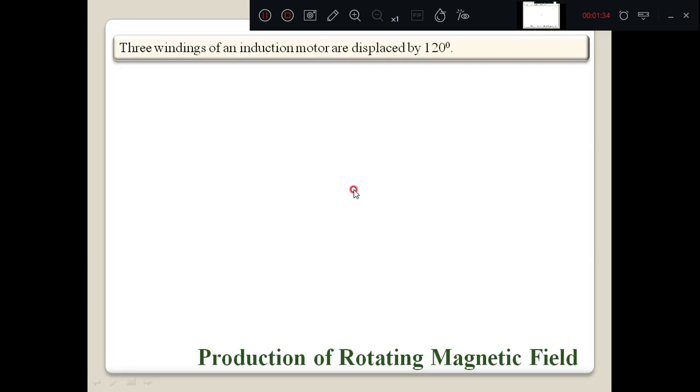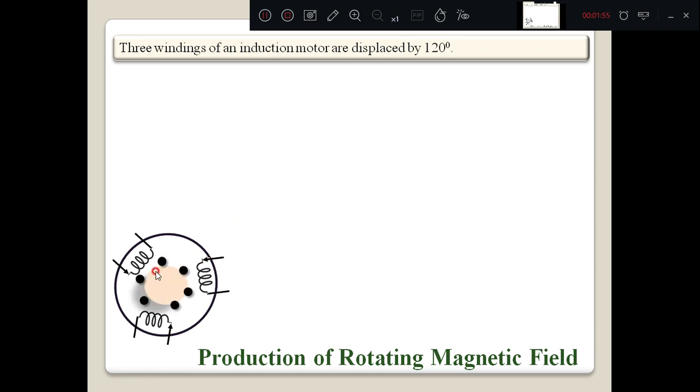We know that in the stator of an induction motor we have three windings. They are displaced by 120 degrees. Here we have a stator, and there are three windings R, Y and B. They are displaced by 120 degrees. And also we have a rotor, on which we have rotor conductors. They are short circuited. Then these three windings are excited by a three-phase supply. A three-phase supply is given to the three windings.